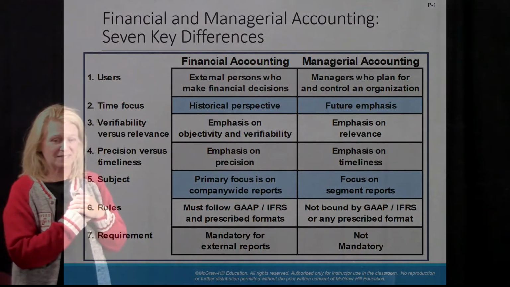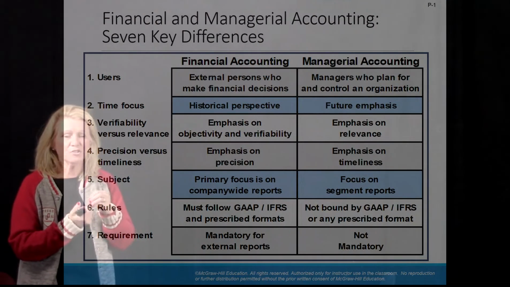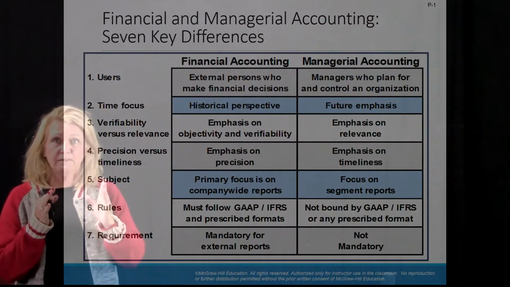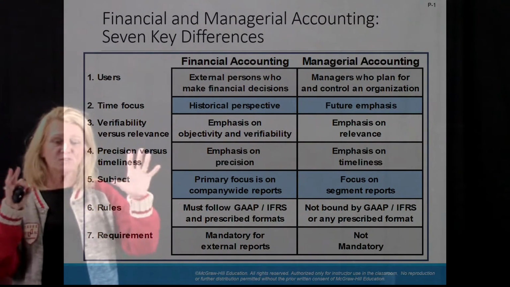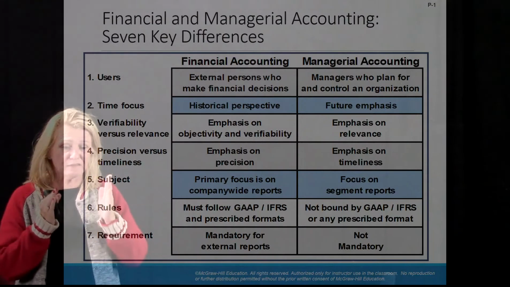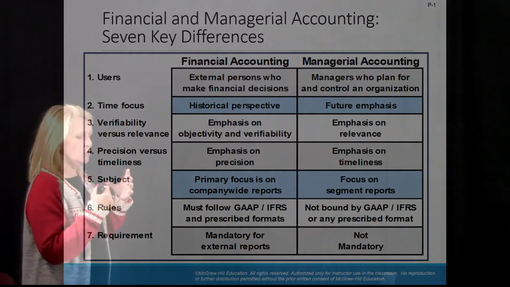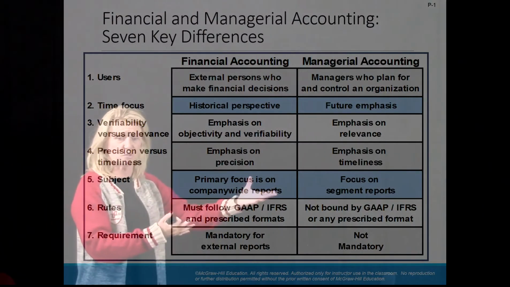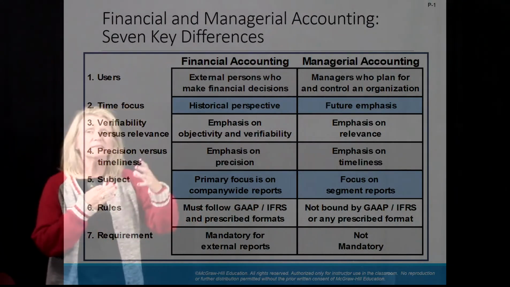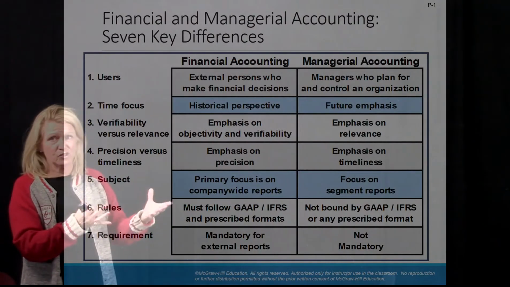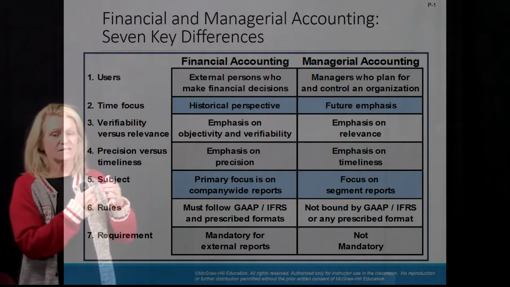Verifiability versus relevance. In financial accounting, the emphasis is on being objective, that it's not swayed in any direction, it's just the facts, and that it's verifiable. In managerial accounting, we're looking at what's relevant in the future. We're making decisions. We are making forecasts. I mean, they may be really well-educated forecasts, but we're making forecasts about the future.